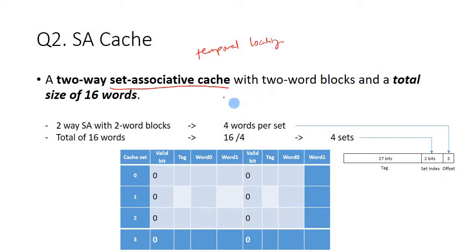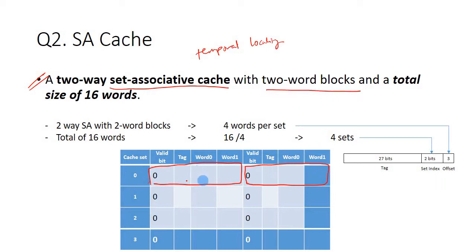Again, the first step is, given this line, we must be able to figure out how the cache is going to look. We are given a two-way set associative cache. Two-way set associative means I have two sets of data. So this is one set of data, and this is another set of data. And what's the other information given? You have two word blocks.